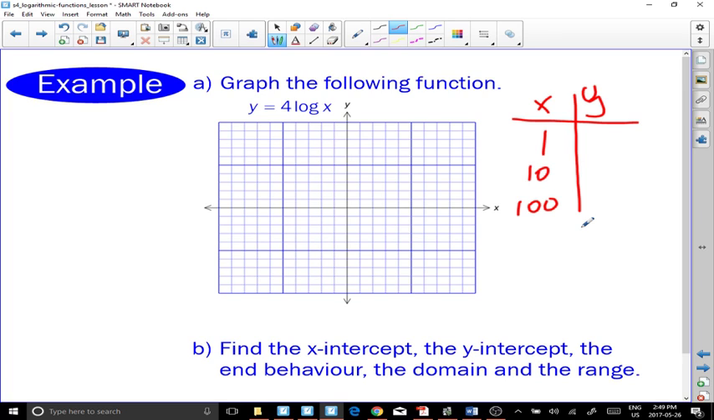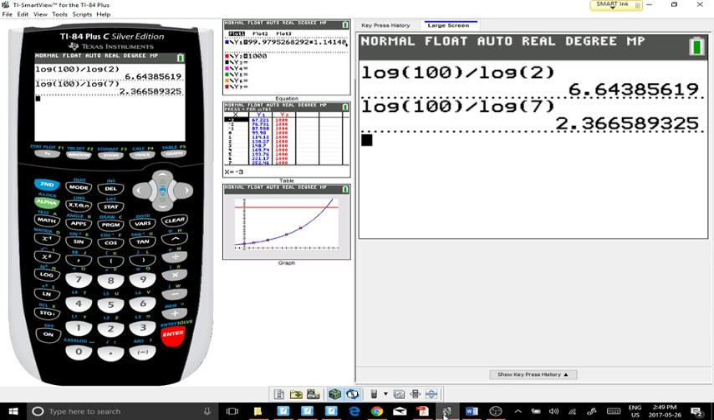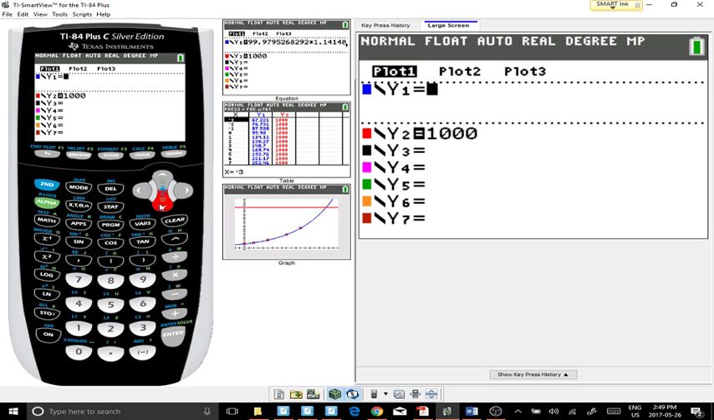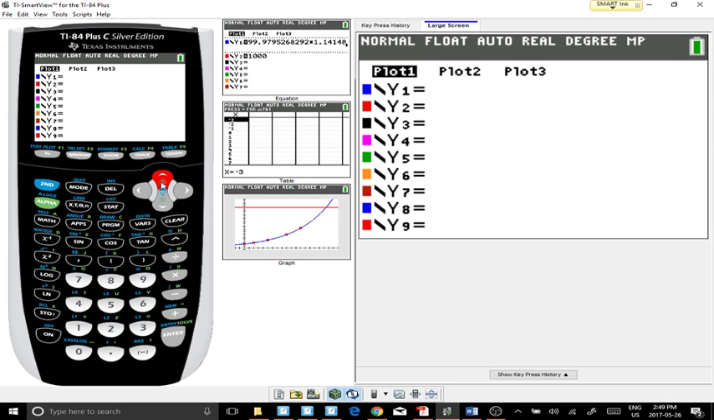And again, the graphing calculator is awesome because if I go to my y equals, and I clear stuff that's there, and I type in 4 log x and close the bracket, I'm typing in 4 log x. What we can do with the graphing calculator is create a table that's going to tell us these values. Okay?